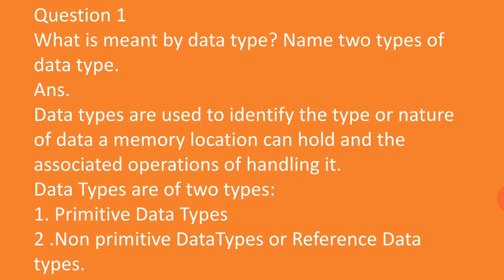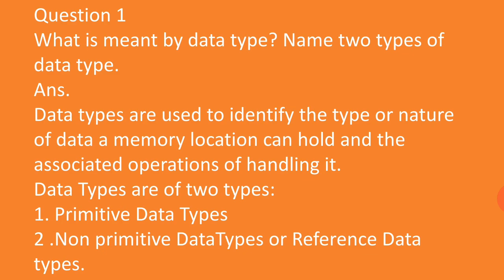Data types are used to identify the type or the nature of the data a memory location can hold and the associated operations of handling it. Data types are of two types. First is primitive data type, second is non-primitive data type or the reference data type.